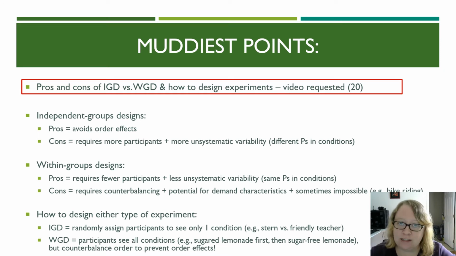So that's all you're doing when you're applying these design tags. You're just saying you're either randomly assigning people to see only one condition, that's an independent groups design, or you're making sure people are seeing all of the conditions, but you're counterbalancing. That would be a within groups design. All right, hopefully that was helpful for you guys.